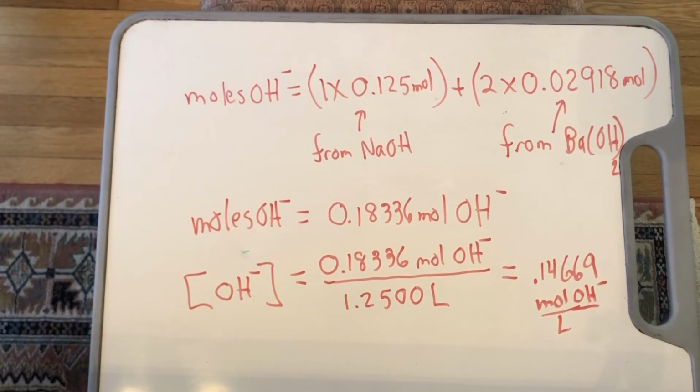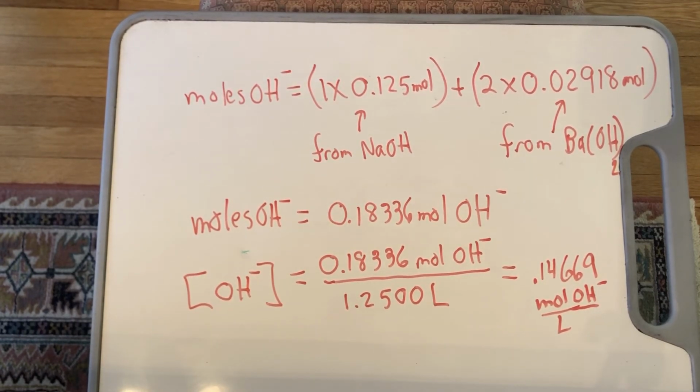Okay, so this shows how to find the moles of hydroxide from the 2 compounds. So you multiply the one from sodium hydroxide by 1, you multiply the one from barium hydroxide by 2, add them together. So the moles of hydroxide is going to be 0.18336 moles. Again, I'm not rounding down. I'm not going to round down till the end.